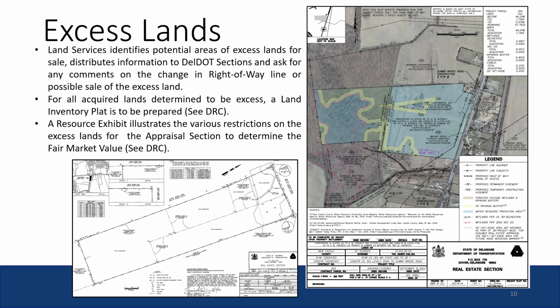Land Services will identify potential areas of excess lands for sale and initiate a distribution of information to DelDOT sections asking for comments on the change in right-of-way line or possible sale of excess lands. If the land is determined to be excess, a land inventory plat is prepared. A sample can be found on the DRC. If necessary, an appraisal valuation plat is also produced for the appraisal section to determine fair market value. A sample plat is shown on the DRC.